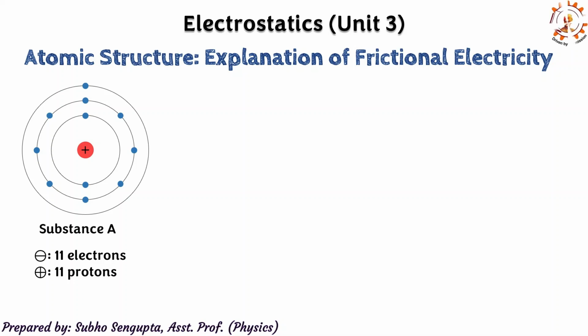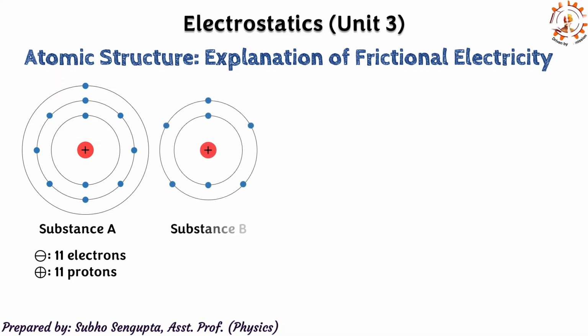Since all objects are made up of atoms, and since atoms are normally neutral, objects are also usually neutral. Let us now consider another substance, say B. We consider it has 7 protons and 7 electrons. So, both the substances, A and B, are electrically neutral.